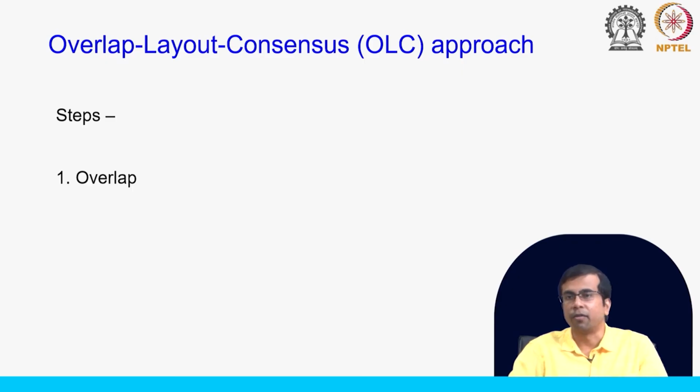This overlap step is exactly identical to the SCS approach. When you start with the SCS approach, you first build the overlap graph. So, we do a pairwise comparison between the set of reads, and we build the overlap graph based on their overlaps. Again, this is a directed graph.